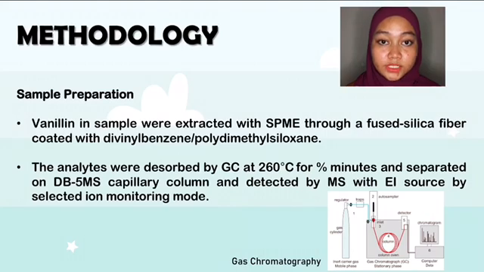Methodology: sample preparation. Vanillin in the sample was extracted with SPME through a fused silica fiber coated with divinylbenzene or polydimethylsiloxane. The analytes were desorbed by GC at 260 degrees Celsius for 7 minutes and separated on a DB-5MS capillary column and detected by MS with an EI source in selected ion monitoring mode.